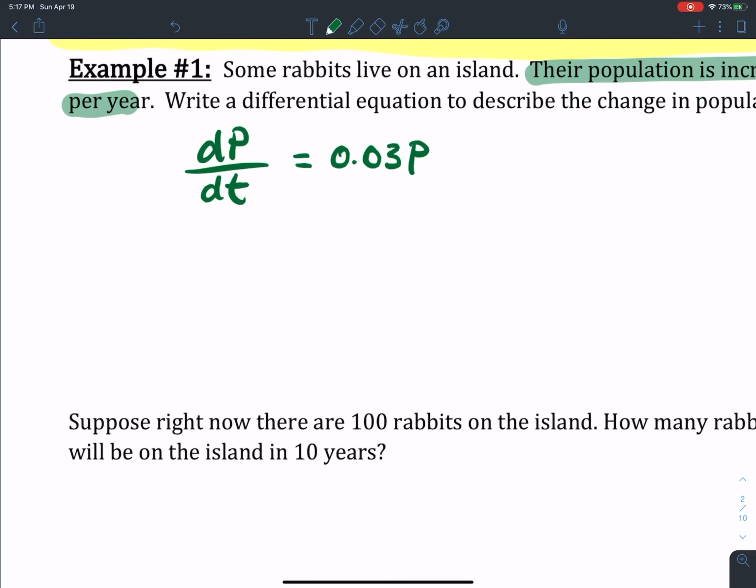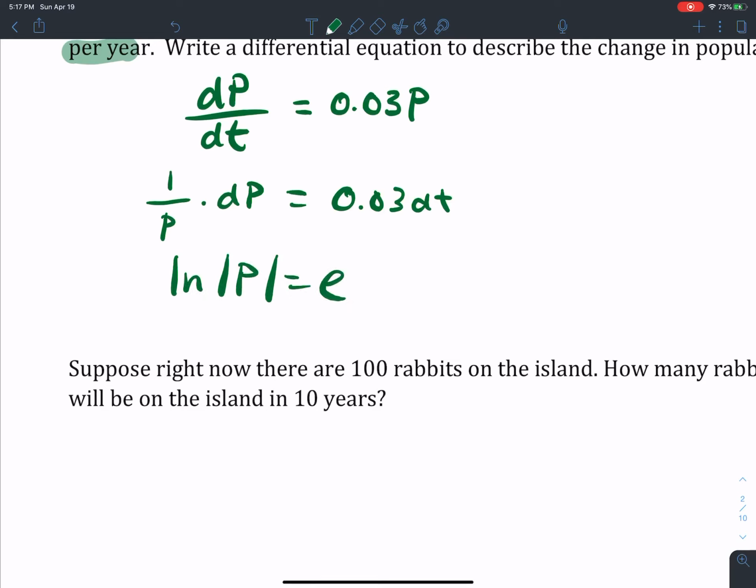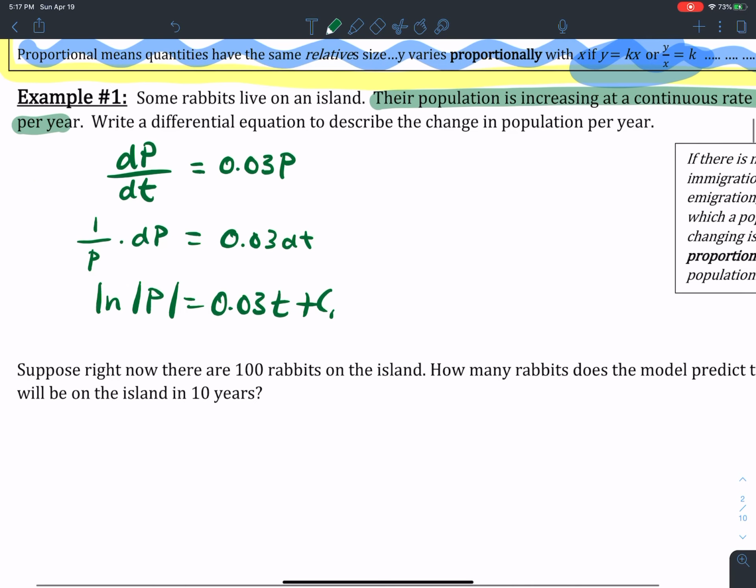So when we were solving these, the separation of variables again, and this is the method that we're going to use every single time. I might just say, and this is what we get after we solve it, just to save time, but using our separation of variables, we get this stuff on the same side. And then we would use integration. We get the natural log of the absolute value of p is 0.03t plus, and here I'm going to call it C1 because I'm going to combine all the constants later.